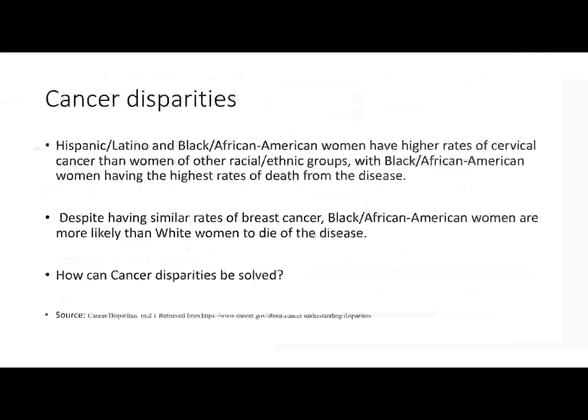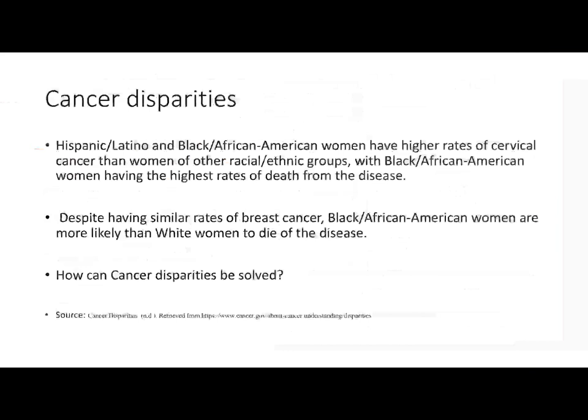So some cancer disparities that we see here is that Hispanic and Latino and Black African American women will have higher rates of cervical cancer than women of other racial or ethnic groups, along with Black and African American women having the highest rates of death from this disease. Despite having similar rates of breast cancer, Black and African American women are more likely than white women to die from this disease. So how can cancer disparities be solved in the U.S.?